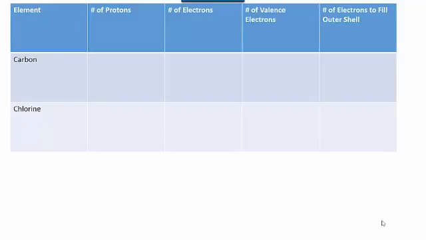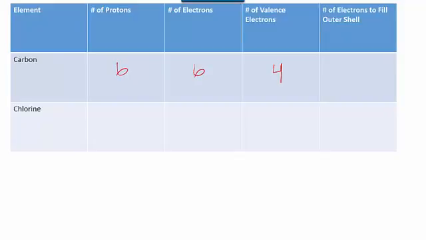So carbon, if you look at where it is on the periodic table, it's atomic number 6, which means it has 6 protons. And because you do not see a charge or anything over here on carbon as an element, that means its protons and electrons are equal. It's a neutral element. So 6 protons is going to be 6 electrons. Because of where carbon is on the periodic table, it's in group 14, that means that it has 4 valence electrons.